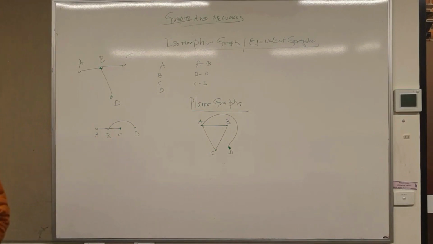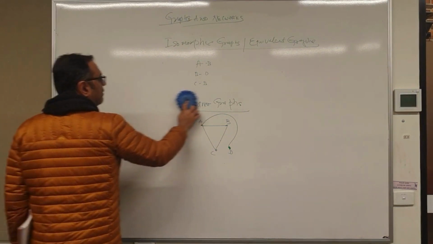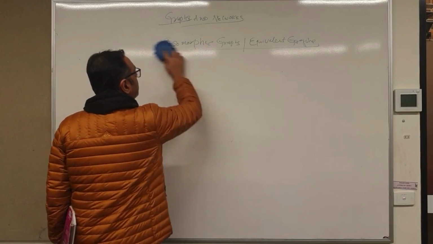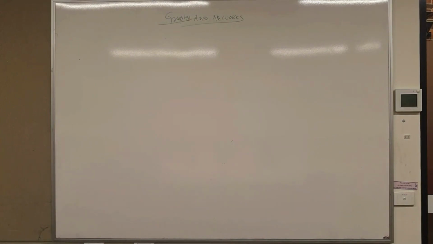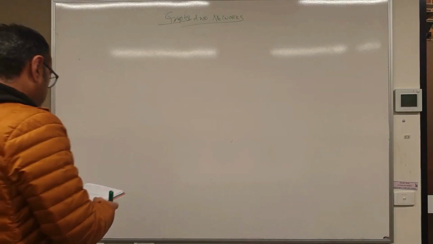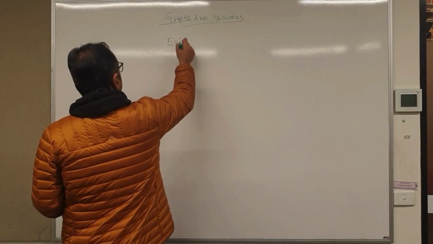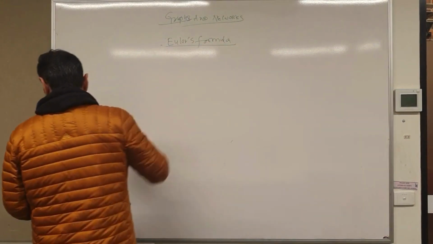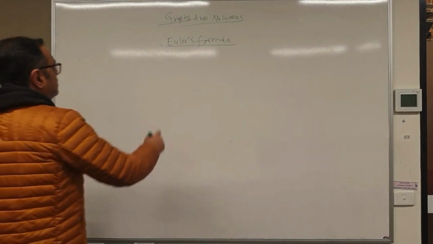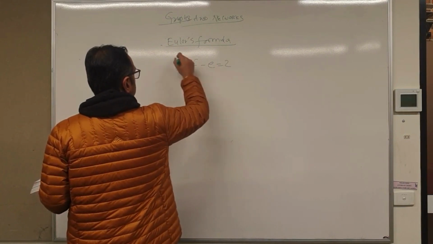Then there's something called Euler's formula. Take a note of what I'm telling you, because I'll make you do a question which will have all of that together. Euler's formula says V plus F minus E equals 2.